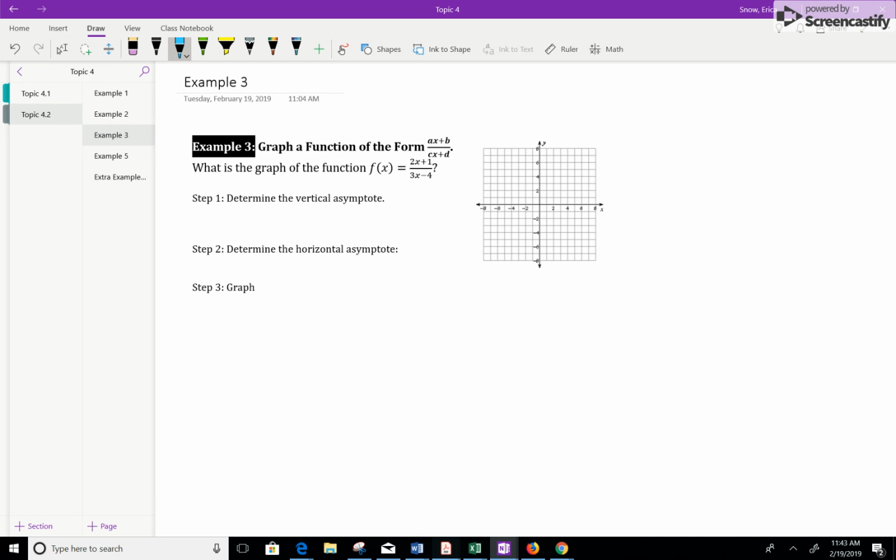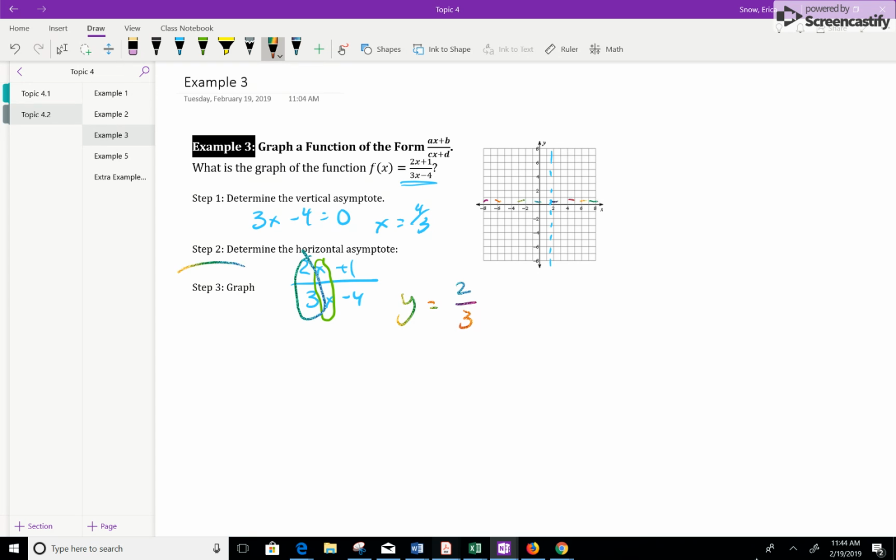Now for example 3, we're going to go through our steps. So this is already factored. So our vertical asymptote is where the bottom equals 0. So it's going to give us x equals 4/3. So it's a little bit bigger than 1. Then our horizontal asymptote, when we compare 2x plus 1 over 3x minus 4, these are the same degree. So our horizontal asymptote is at that ratio. So y equals 2/3. So it's going to be a little less than 1.